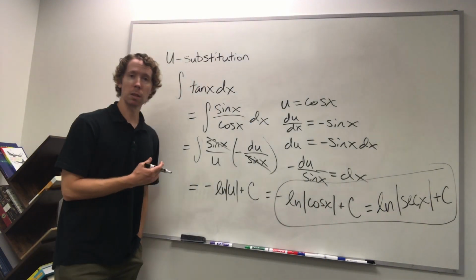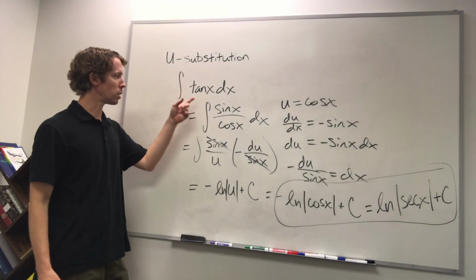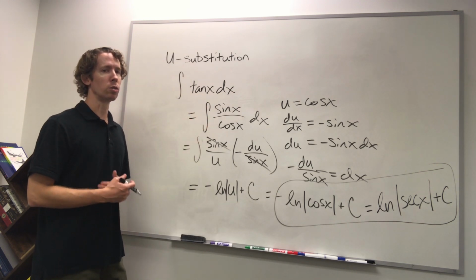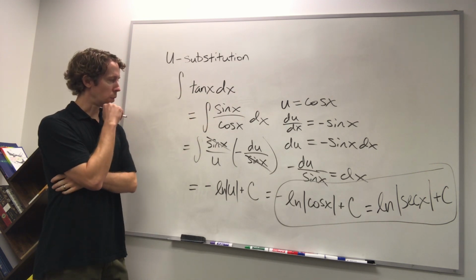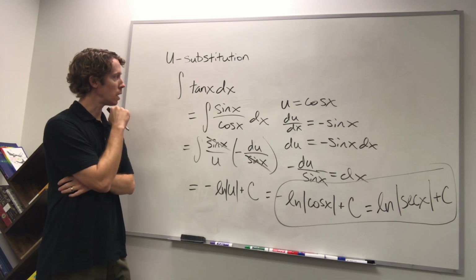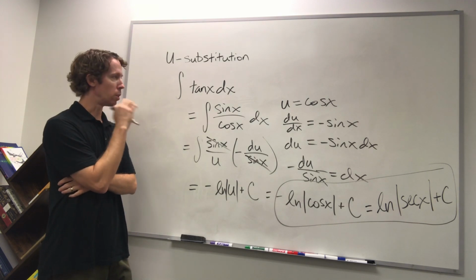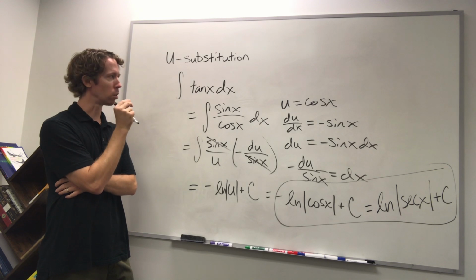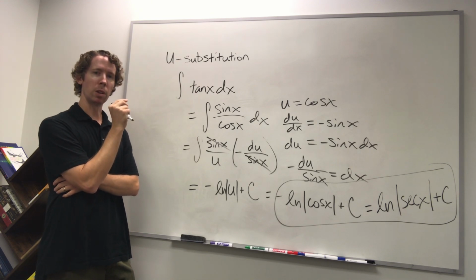You can do something similar with cotangent. You rewrite cotangent as cosine over sine. You can use a u substitution to figure that one out. You can even do secant and cosecant, but those require an additional little algebraic manipulation that you wouldn't think of immediately.